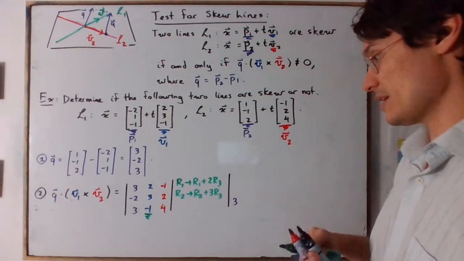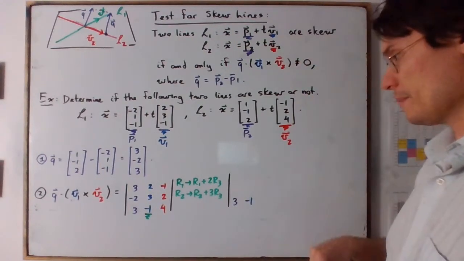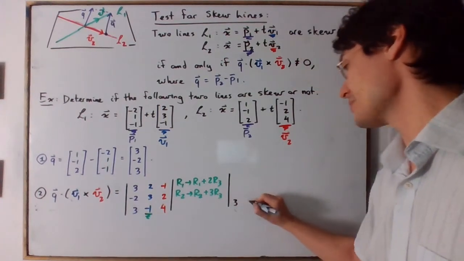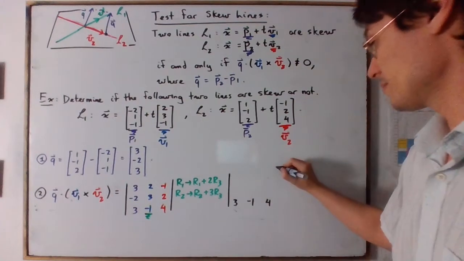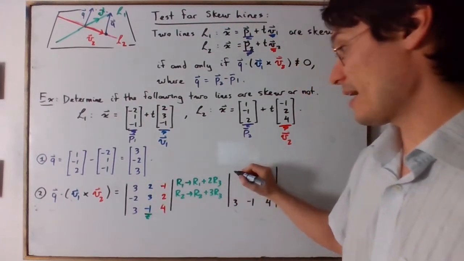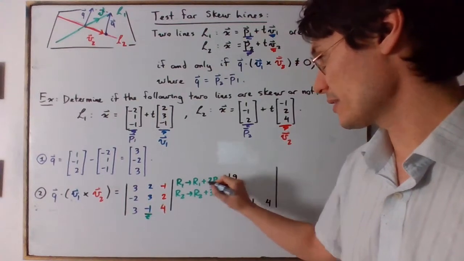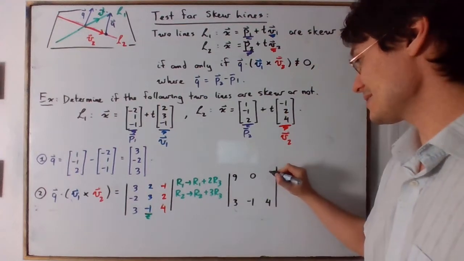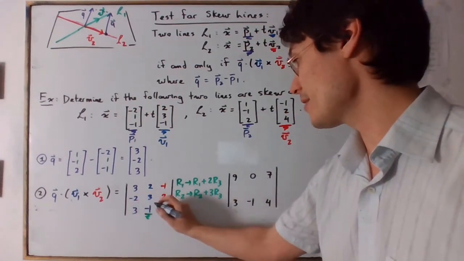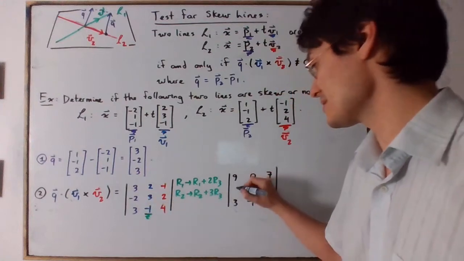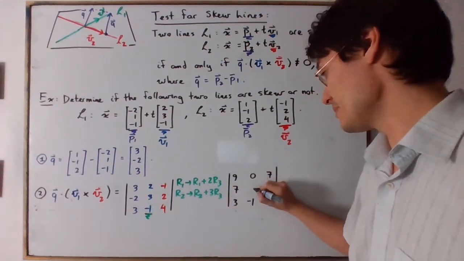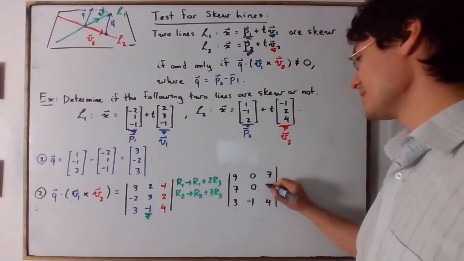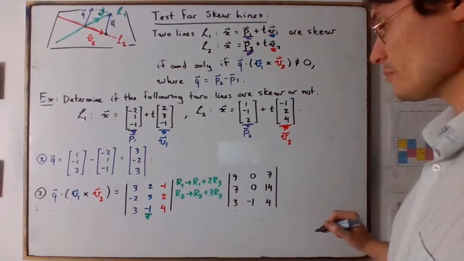Let's stop the color coding at this point because I'm just calculating a determinant. So we have 9 here, 0, and 7. Then we have plus 3 row 3. So -2 plus 9 is 7. This is going to be 0. And this is going to be 12, 14.